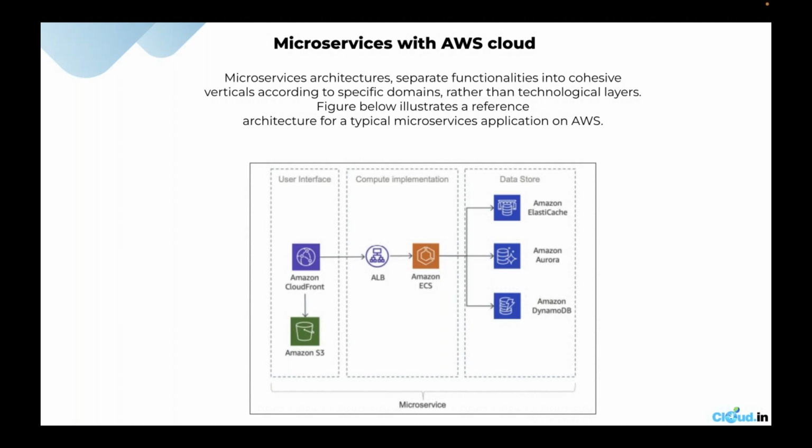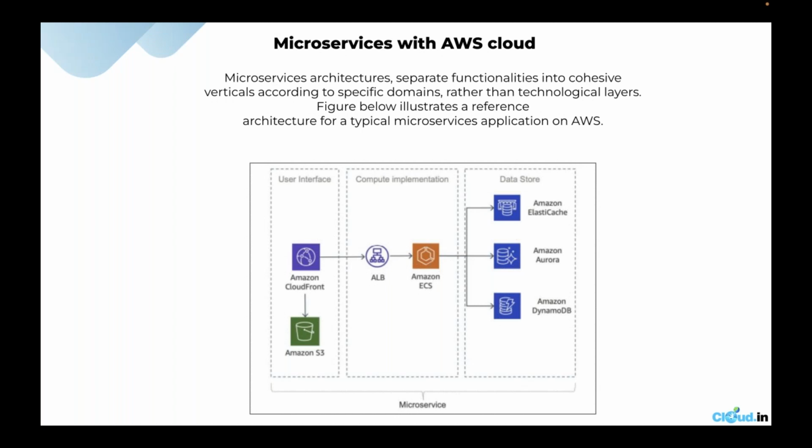And as you can see, the figure below illustrates a reference architecture for a very typical microservice application on AWS. So this is a very basic architecture. So let us now look into each component very briefly. Firstly, we have the user interface.